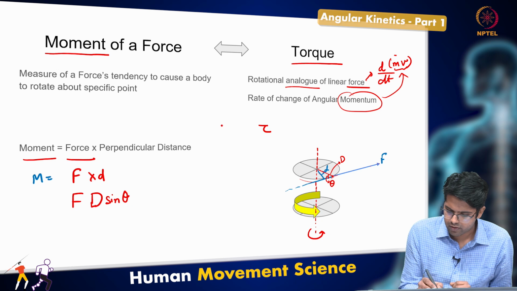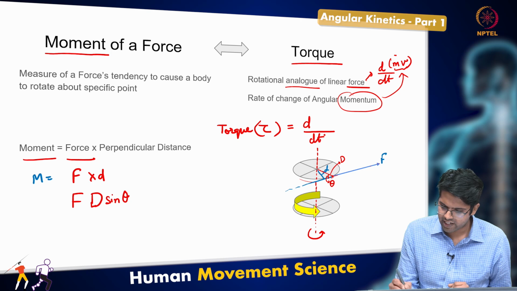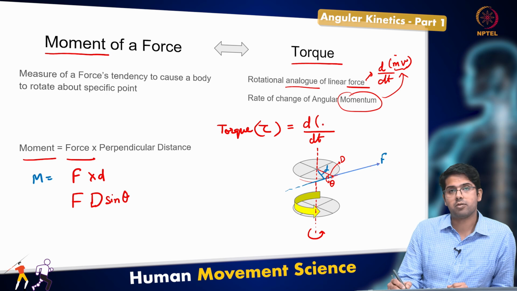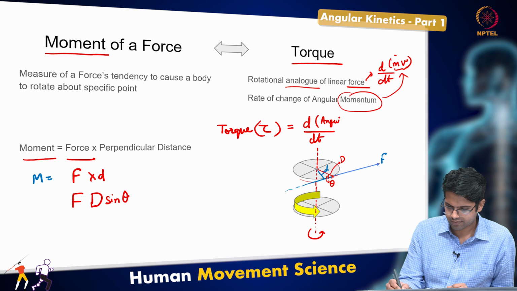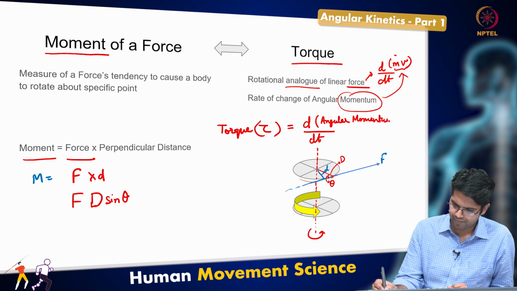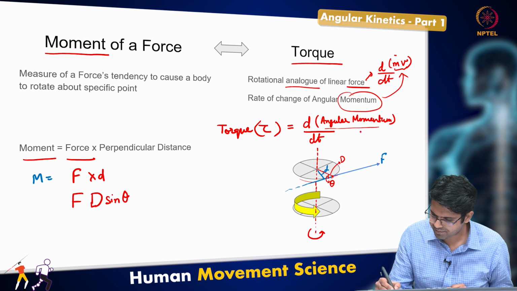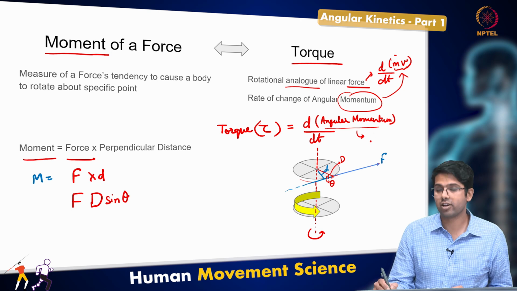Where torque, tau, is defined mathematically as the time derivative of, or the rate of change of, angular momentum. Now, how do I define angular momentum?